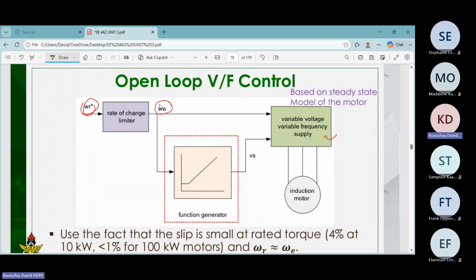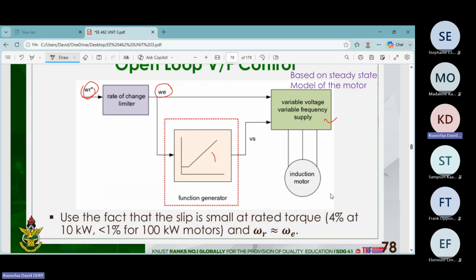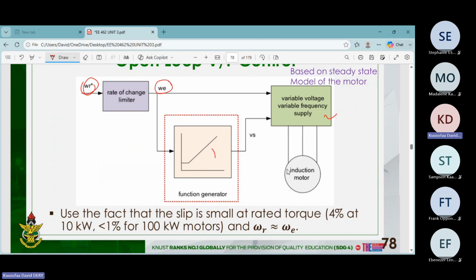So this is omega E, and we need to pick this omega E and pass it through a function generator to generate a proportional VS as a control signal to the power converter, to give us the speed and the voltage that we want at this output, which will be fed to the induction motor. So this is the open loop control. We are not taking feedback. There is no feedback here. So this is open loop.